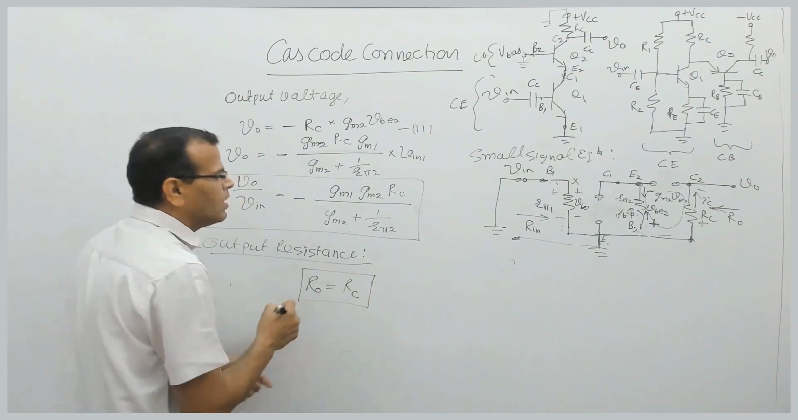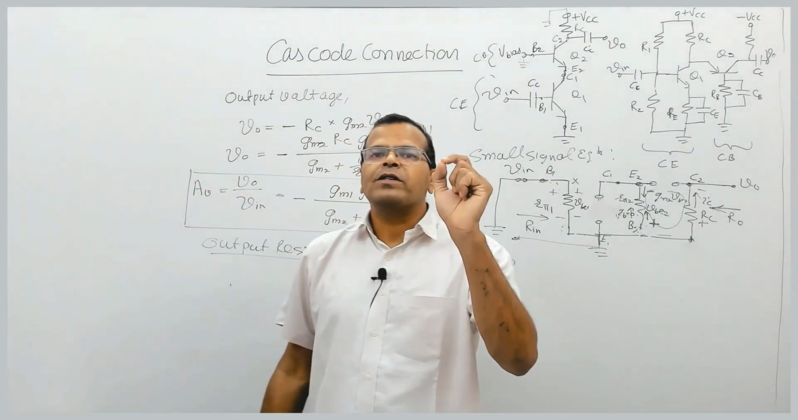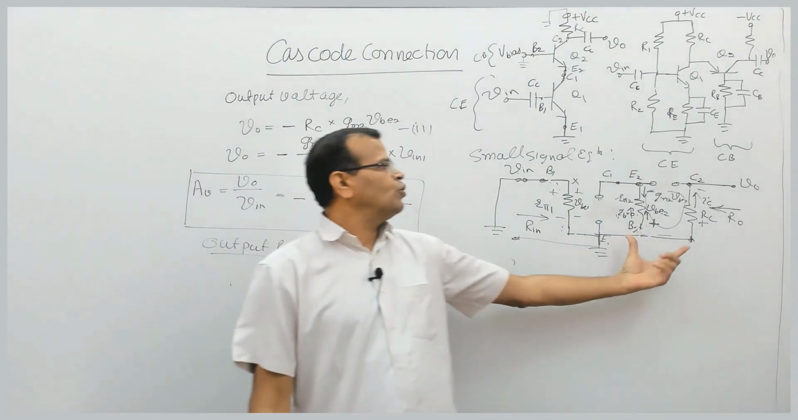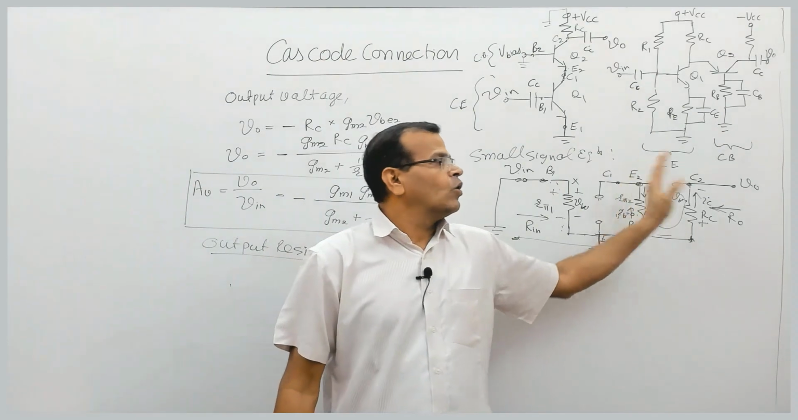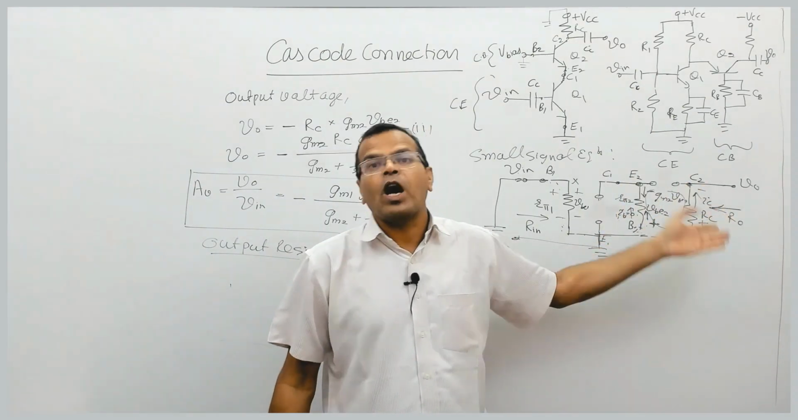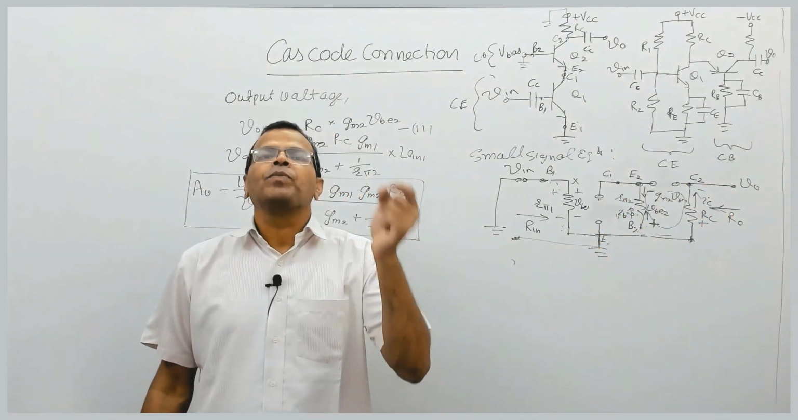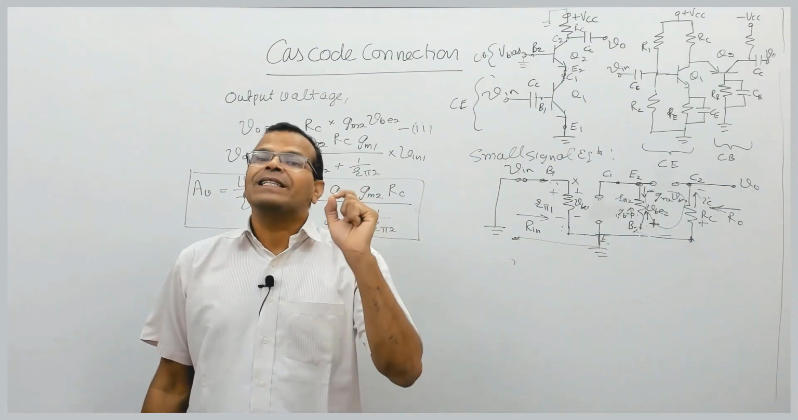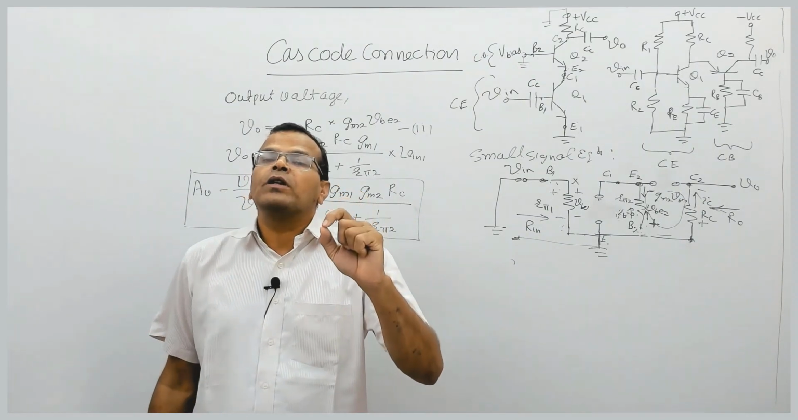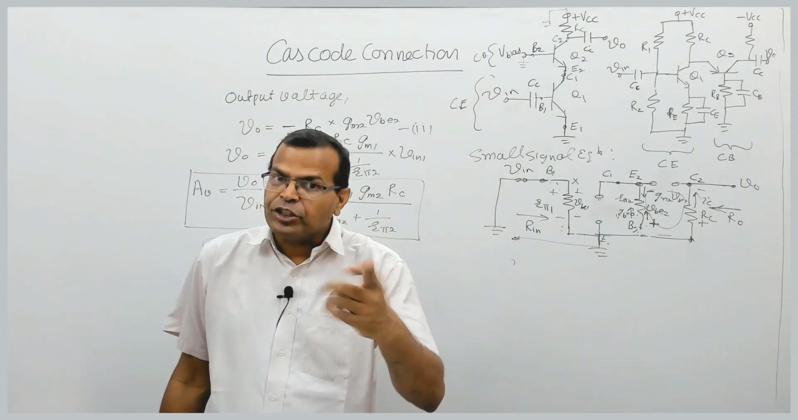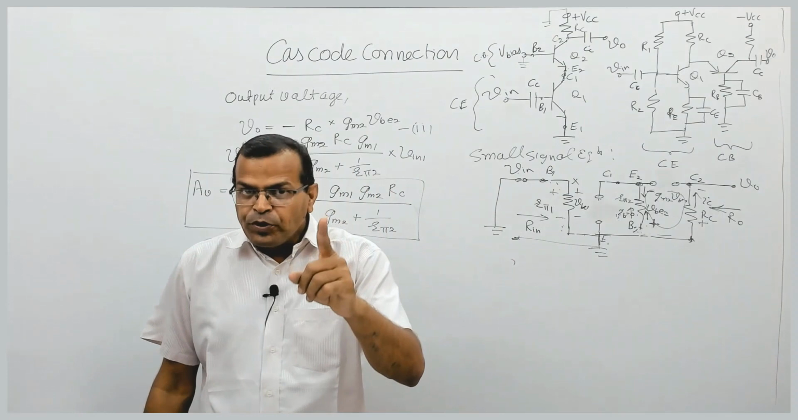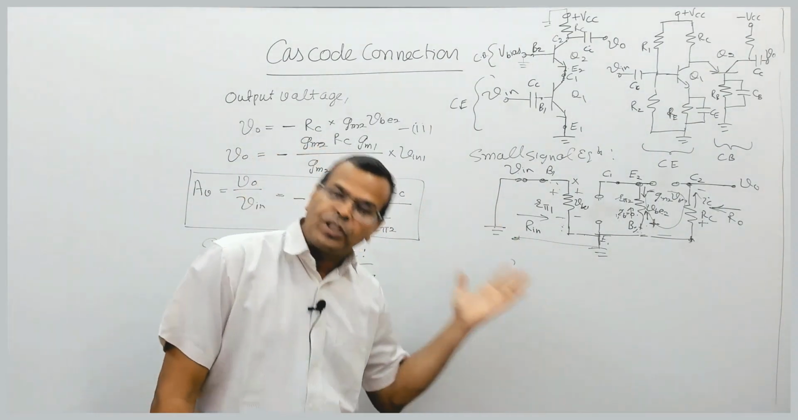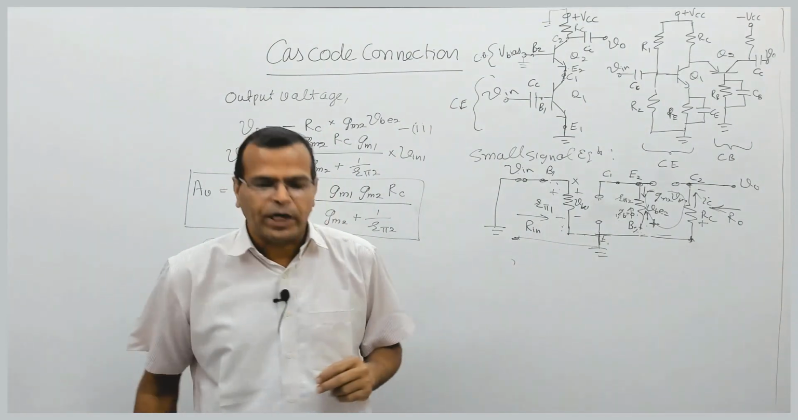So I repeat, the output resistance of cascode connection is the same as the output resistance of the common base stage, that is the output stage. Input resistance of cascode connection is the same as the input resistance of the input stage. These are the 2 points you should remember.